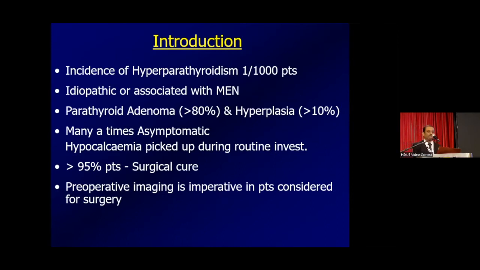So we know the incidence of hyperparathyroidism is significant. It is 1 in 1,000. Majority of the time, the culprit is parathyroid adenomas, more than 80% of the time. 20% of the time, it will be hyperplasias. We know very well, hyperplasias are a bit difficult to be imaged and it is a diagnostic challenge.